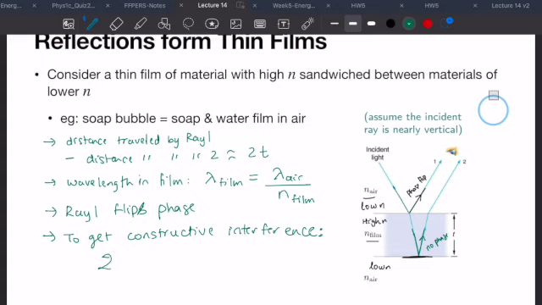So we summarize this as that 2t is equal to m plus a half. Usually we would just write lambda here, but we know the wavelength in the material, in the film, is different. So we're going to use wavelength of the film, which is basically wavelength of air divided by n of the film. And eventually you'll see we're going to drop this air subscript, because when we write just lambda, we assume that that's the lambda in air. So this is our condition.